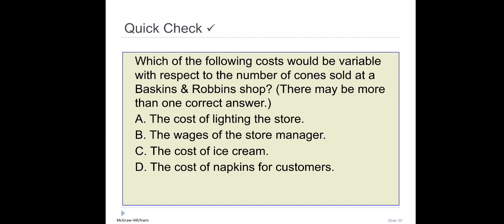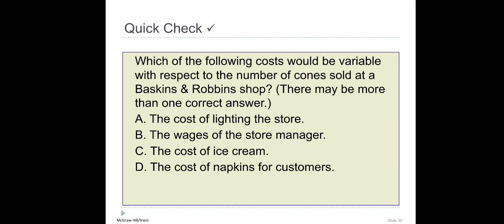So very important. In this sample question, let's see what the question asks. Which of the following costs will be variable with respect to the number of cones sold at a Baskin Robbins shop? There may be more than one correct answer. You know Baskin Robbins is an ice cream shop. So the question asks you which one is or are variable cost. Okay, let's see.